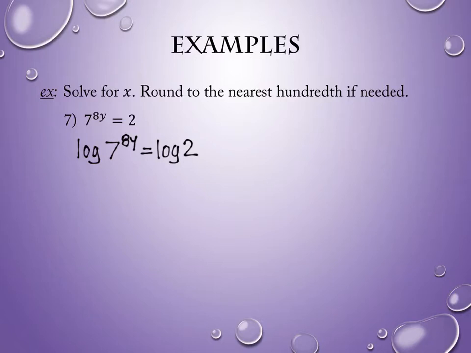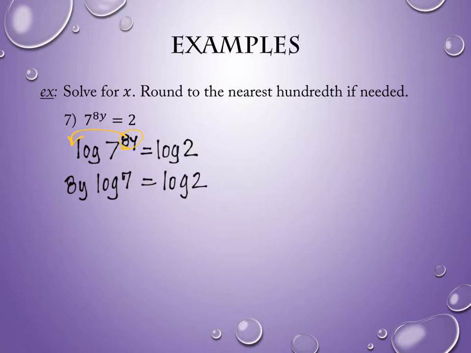Well, because there was a cool property in the last section that we did that said if I have a log and I have an exponent, what can I do? How can I rewrite it? I can write it as a coefficient, which is kind of what my point was, right? I was trying to get that exponent out of the exponent spot. So this can actually come down. So now I have 8y log 7 equals log 2.